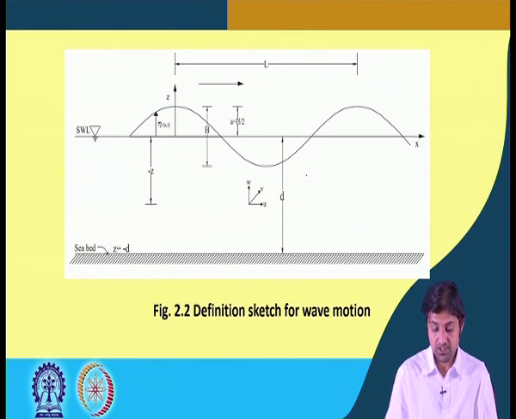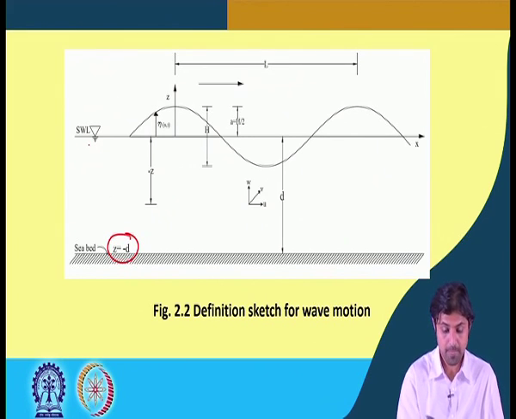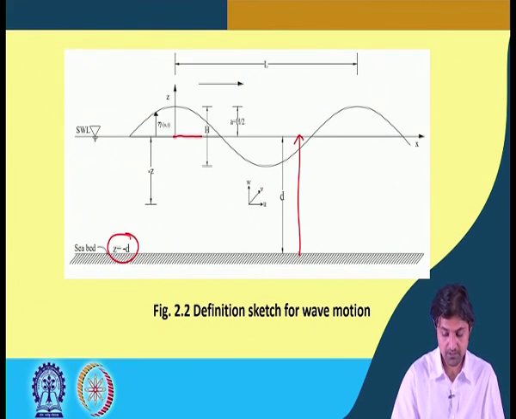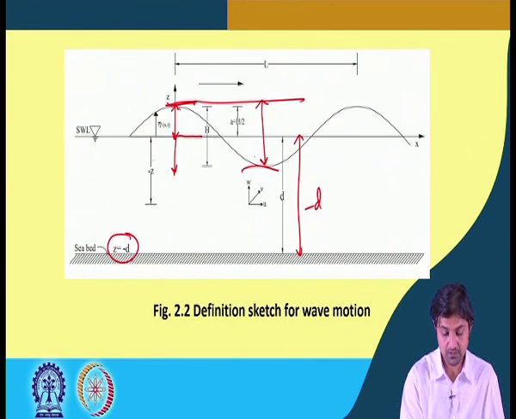Just describing, this is the sea bed, z is equal to minus d, this is the still water level, z is 0 at this line. So this is the depth minus d. This is half of the wave height, or amplitude. The full wave height will be between the crest and trough, whatever the height is. Wavelength will be from this point to this point.